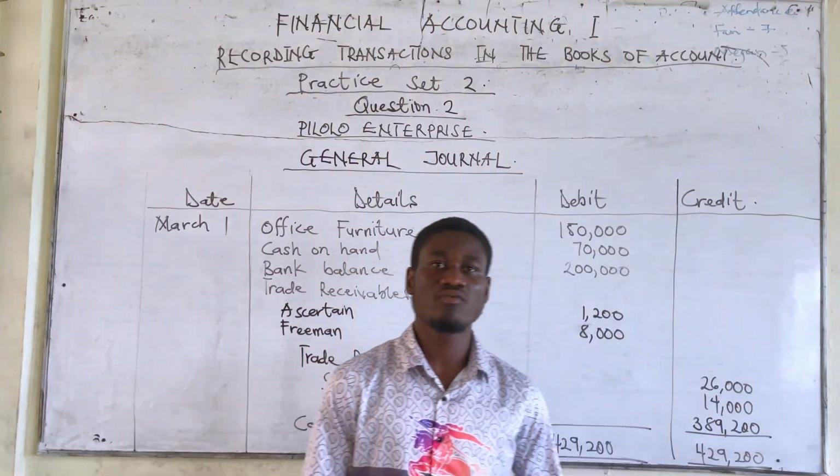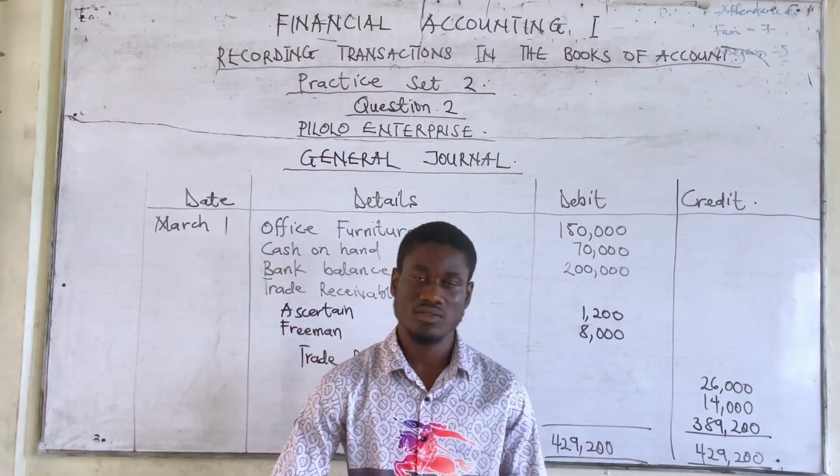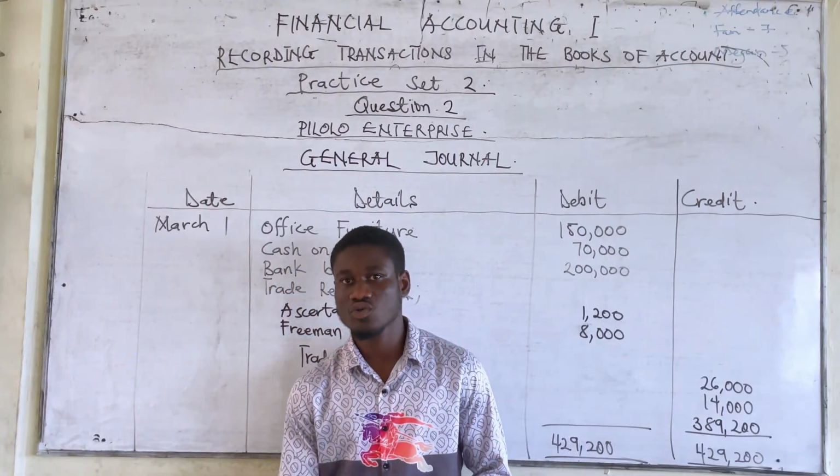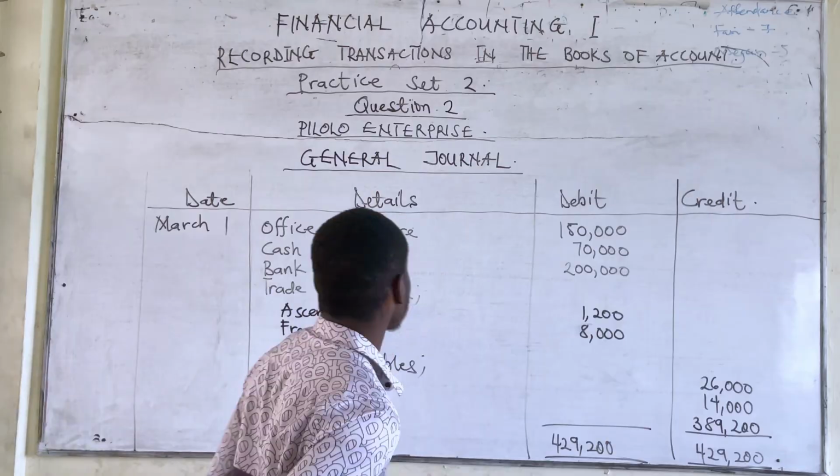So that's all for the journal. So we are going to move on to the sales journal, purchases journal, the returns outwards and returns inwards journal. Okay.